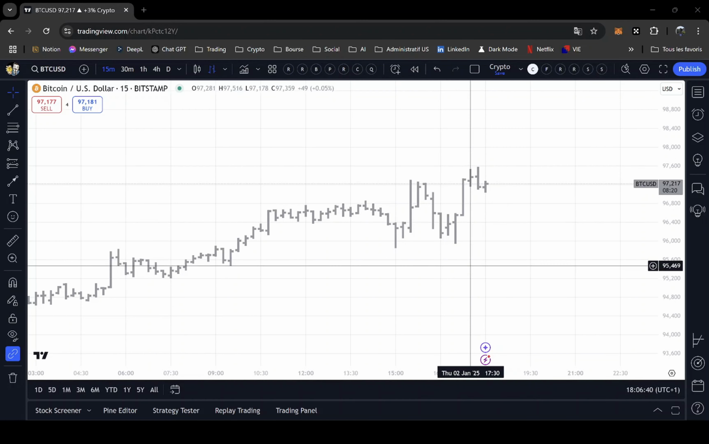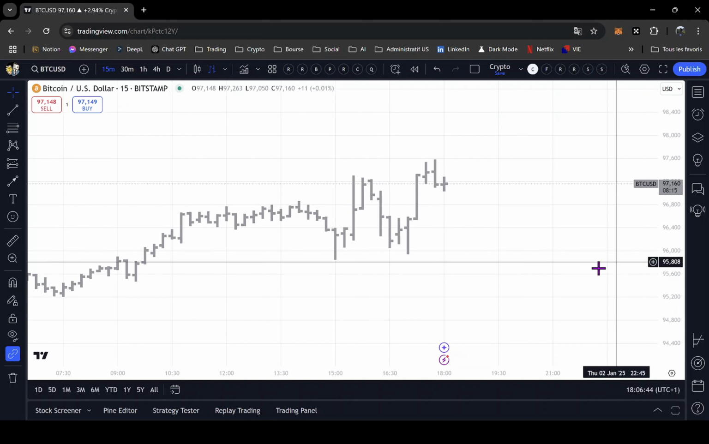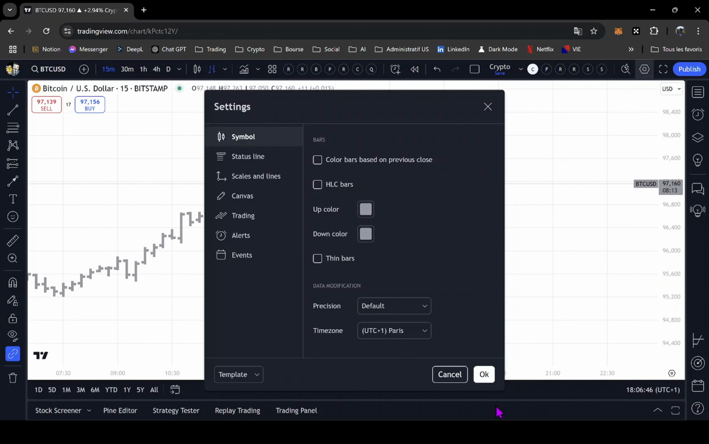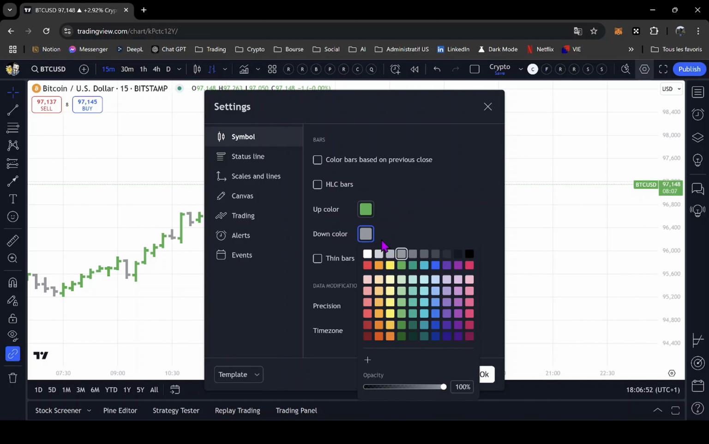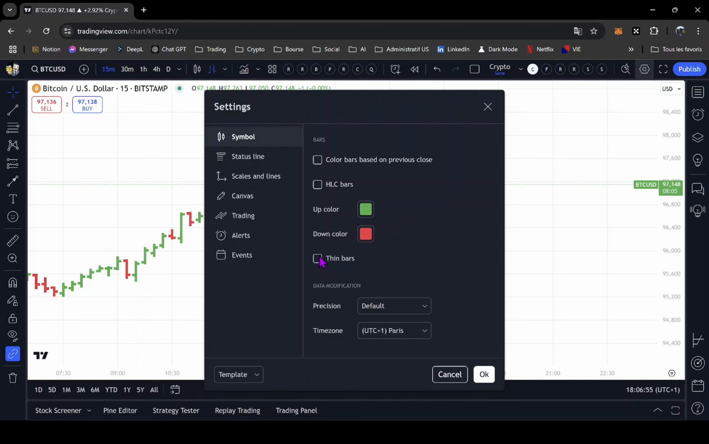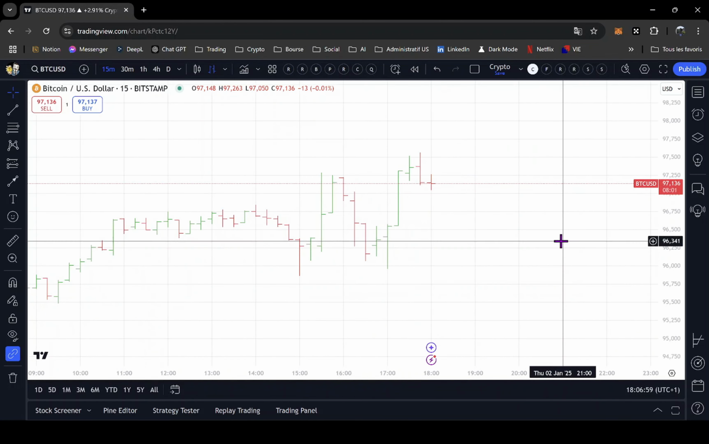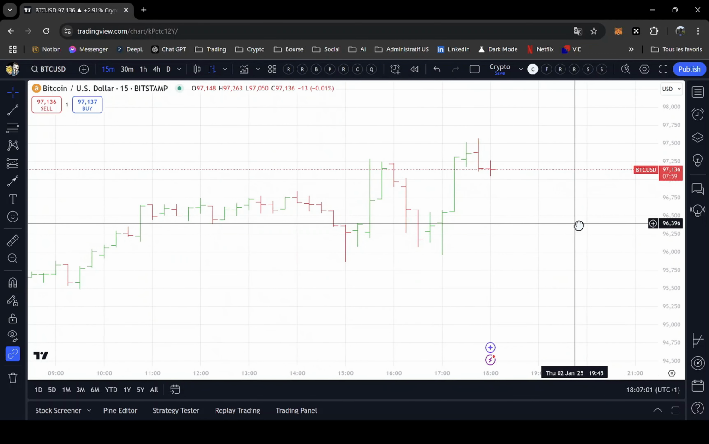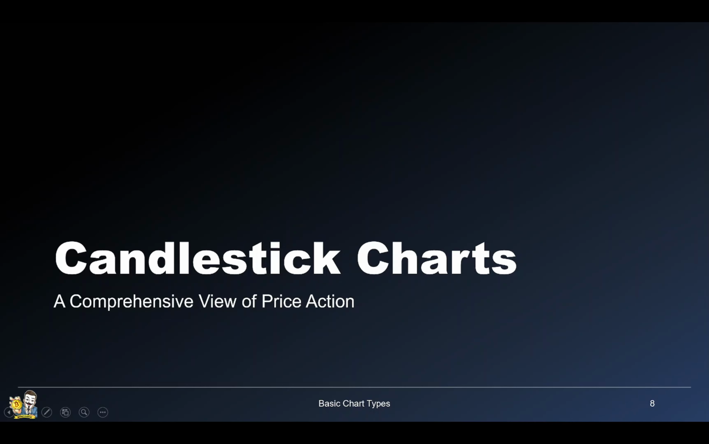Let's now analyze a bar chart on TradingView. Here we have a bar chart, which can be set by right-clicking in Settings. On Symbol, we can, for example, change the up color to green and the down color to red, and we can select the thin bar box. So we get this rendering, and the importance of this type of chart is to see the volatility during a specific period. We're going to now discuss the candlestick chart to get a comprehensive view of the price action.